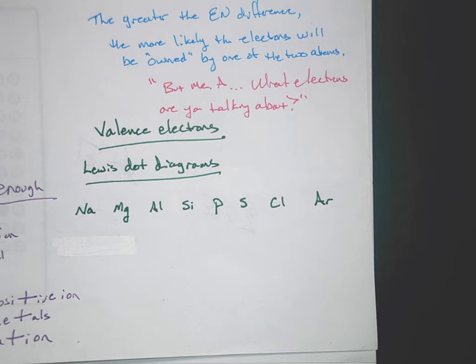We use our Lewis dot diagrams to illustrate how many valence electrons a particular atom is going to have. We're just looking at the outermost electrons, only the ones that are in the s and p orbitals.